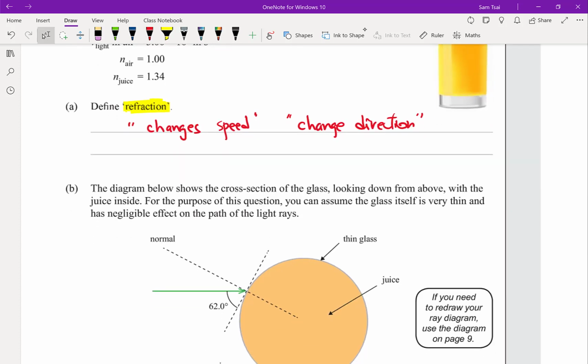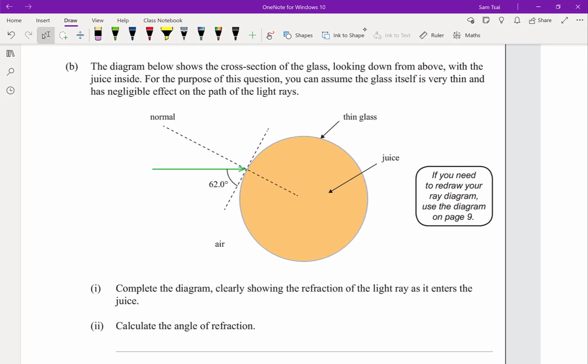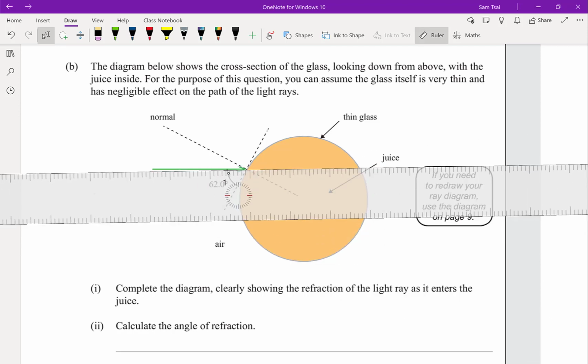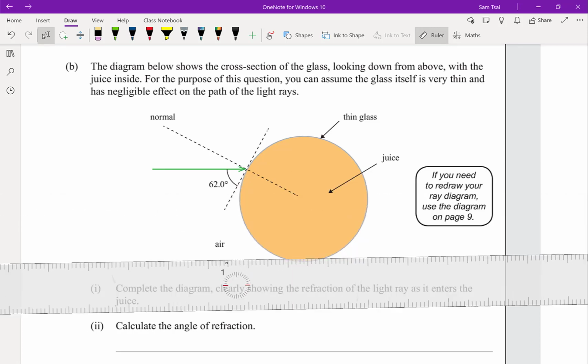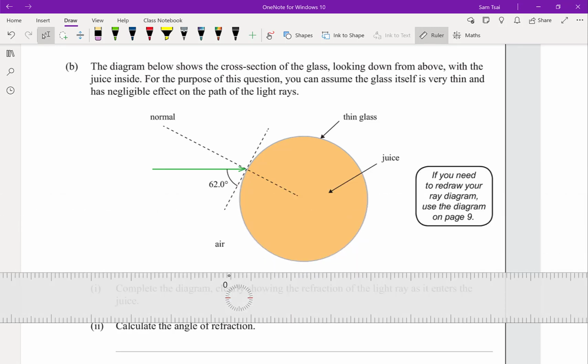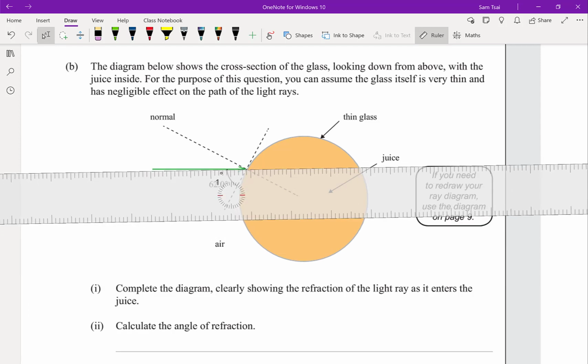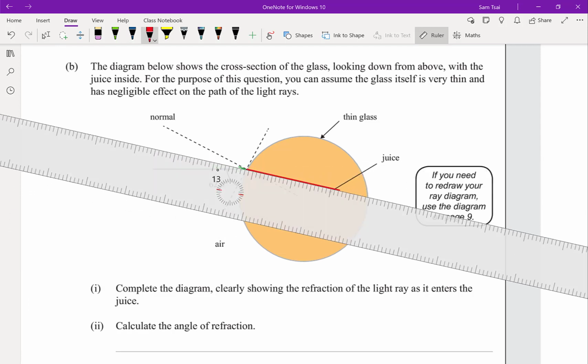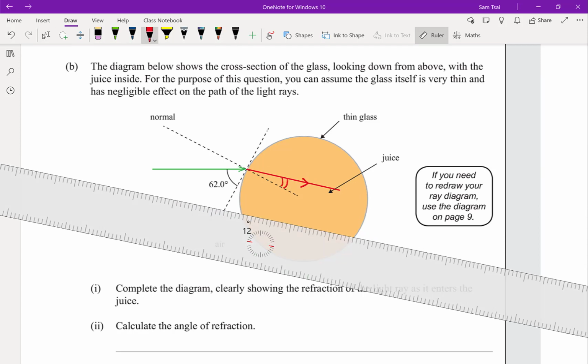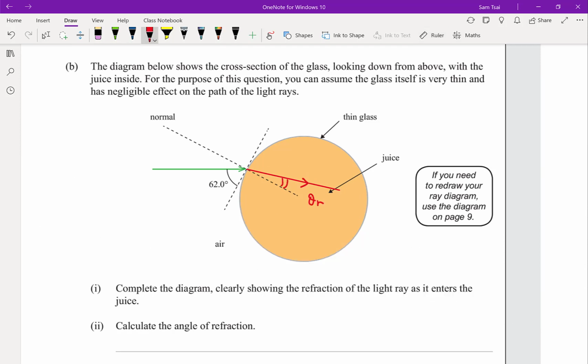Now, the diagram shows the cross-section of the glass looking down from above with the juice inside. For the purpose of this question, you can assume the glass itself is very thin, so we can ignore the glass. Complete the diagram clearly, showing the refracted ray. This time I think we need to use a ruler. So get a ruler, and then this is the incident ray. You know it's going from air to juice, so it will slow down, and it will bend toward the normal. As long as you make the angle smaller, that will be okay. So this is theta r. So we did the first one.